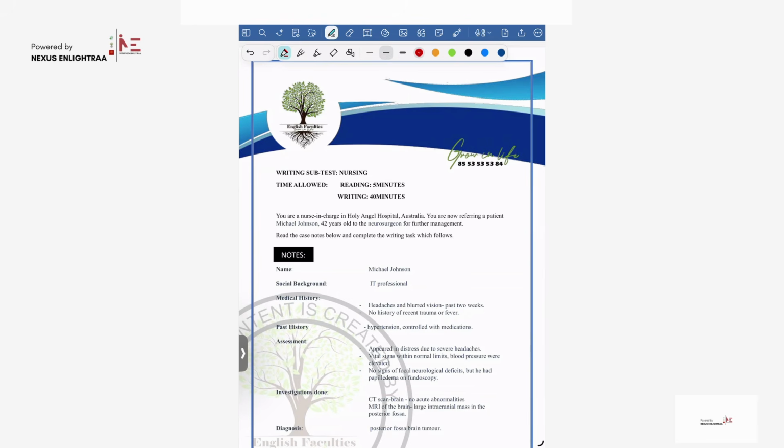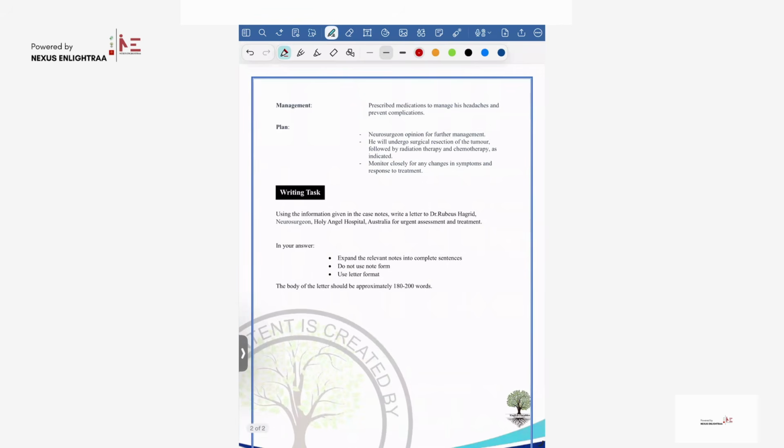Now, if you go further, you will see management. Management is what is being done. How are you managing the patient? So medications prescribed. It should actually be "medications prescribed" when you write. This is just notes, so it may not be in the right grammatical order. So medications prescribed for headaches to prevent complications. It should basically be medications prescribed for headaches and to prevent complications.